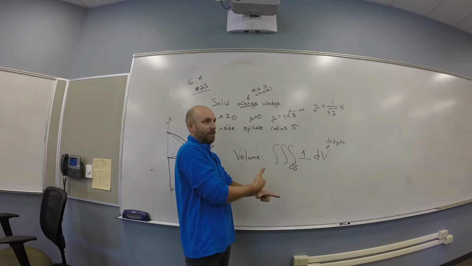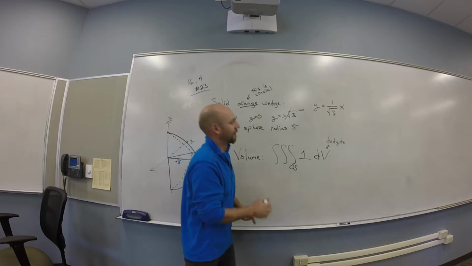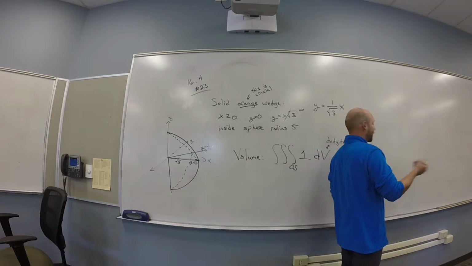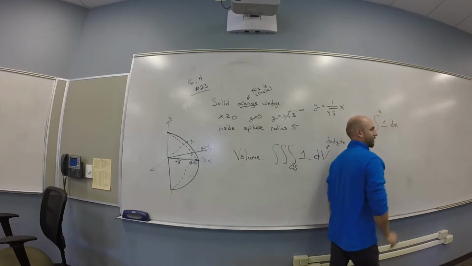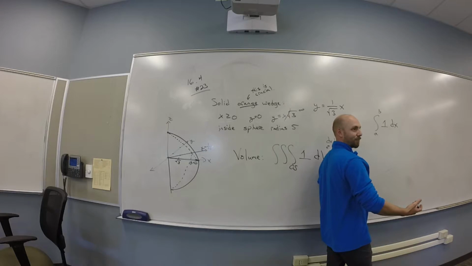So 1's just your default then? Yeah, so 1's just the default. Like if you want to find the length of an interval, and this is the dumbest way to find the length of an interval, you could integrate from a to b 1 dx. Right, that'll give you b minus a. You guys with me on that?